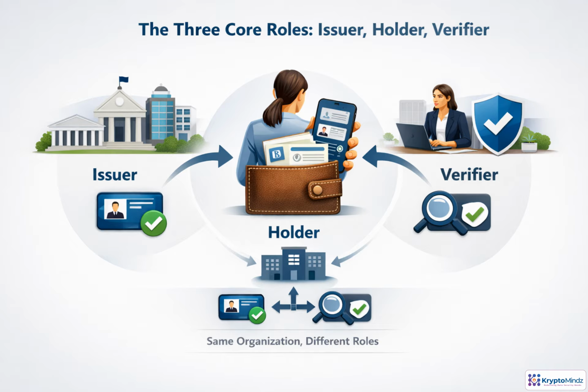A useful way to see this is as a trust triangle. The issuer creates and signs a credential, like a DMV issuing a license or a university issuing a diploma. The holder receives it, stores it, and decides when to present it, usually from a digital wallet. The verifier asks for evidence and checks the proof before granting access or approval. These roles are contextual. The same organization may issue in one interaction and verify in another.